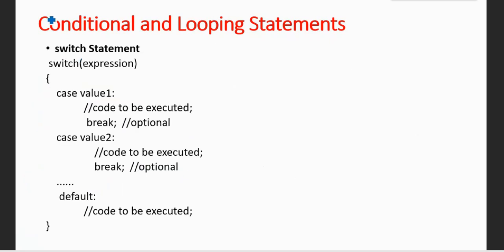Next, Java supports one more statement, that is the switch statement, which is the if-else ladder type. We call that the if-else ladder. So the if-else ladder we are converting into a switch statement. It has the keyword switch followed by an expression. Then within the curly brackets, we can represent the cases. So case followed by value 1. If this value matches the expression, then execute this part of the code, then break.